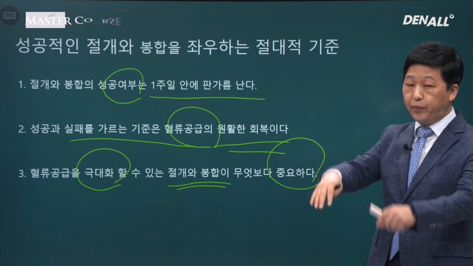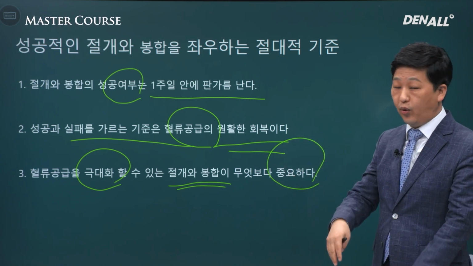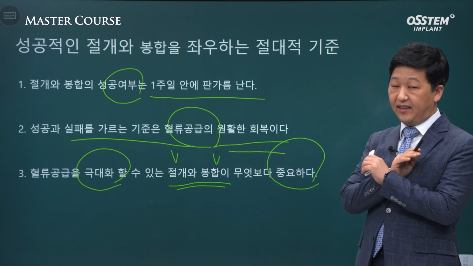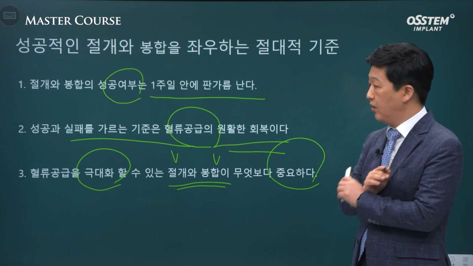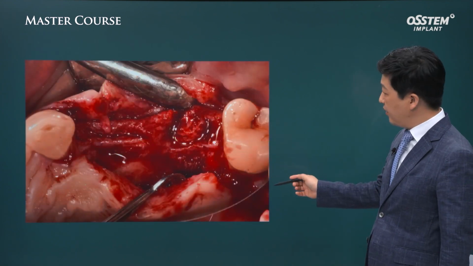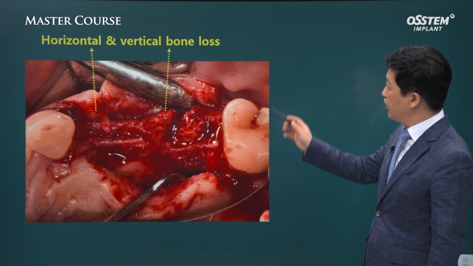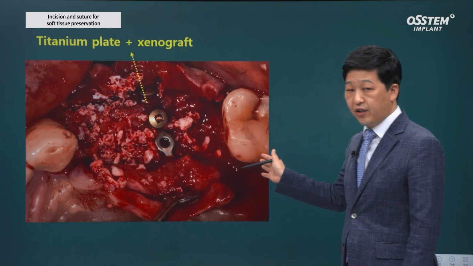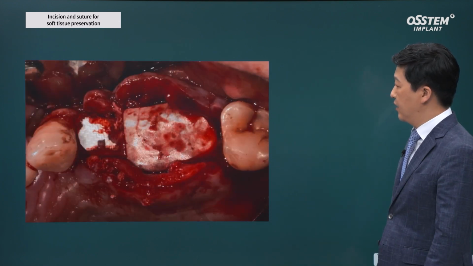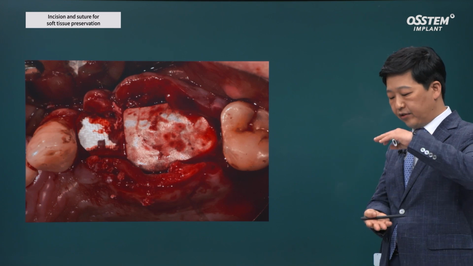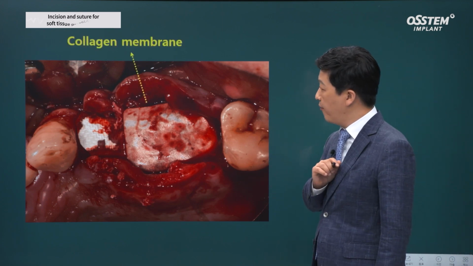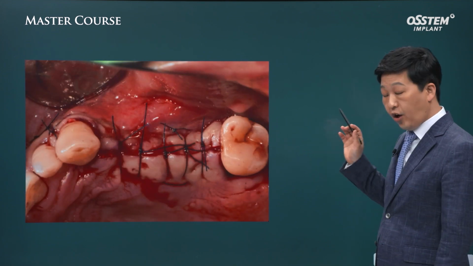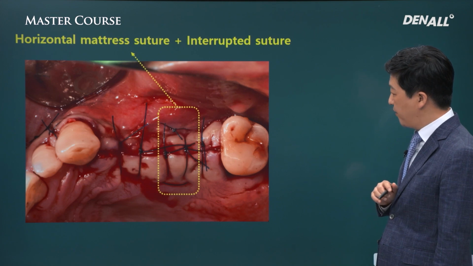No matter how good of a graft material you use or membrane you use, if the incision design is wrong, then it's all for nothing. If you look at this case, there was a lot of horizontal and vertical bone loss. Titanium plate and xenograft was used to do bone graft. Vertical and horizontal bone augmentation has been performed. After that, suture was done. What I want to show you here is this suture.